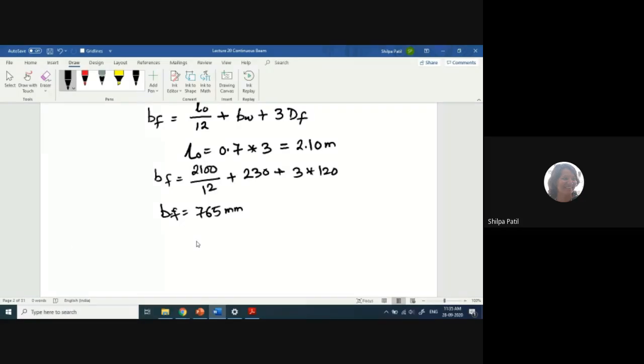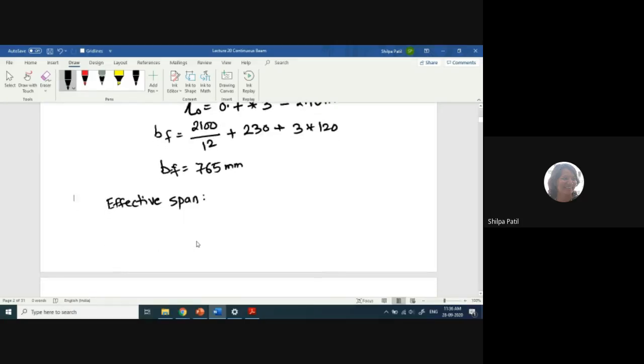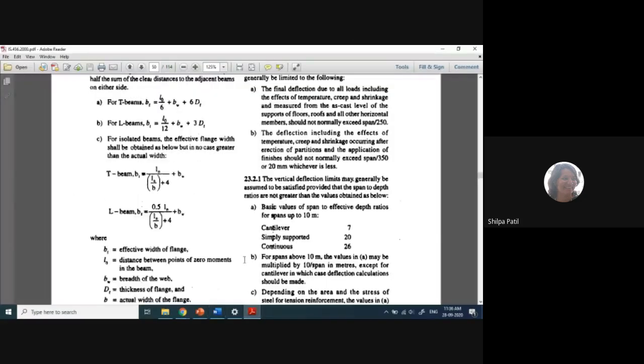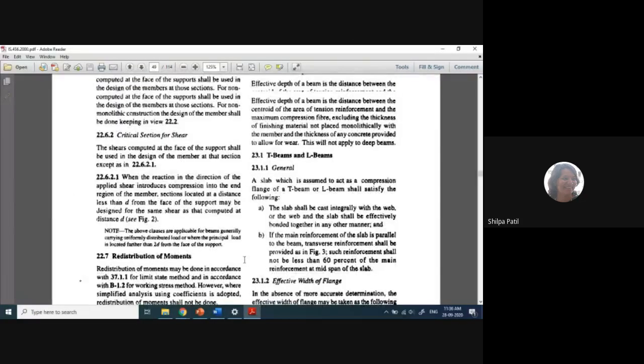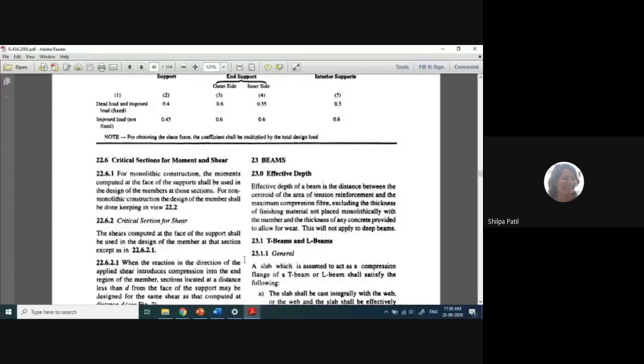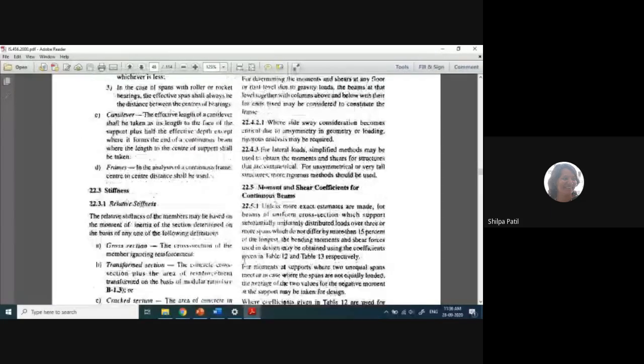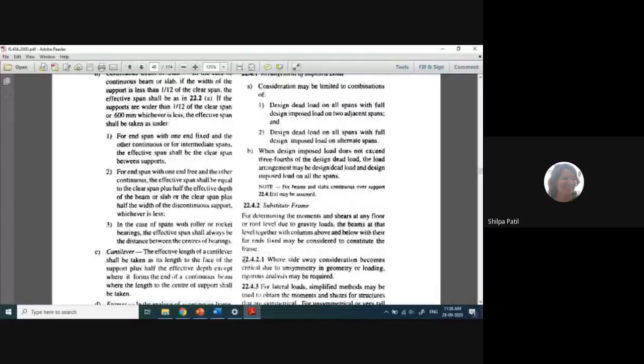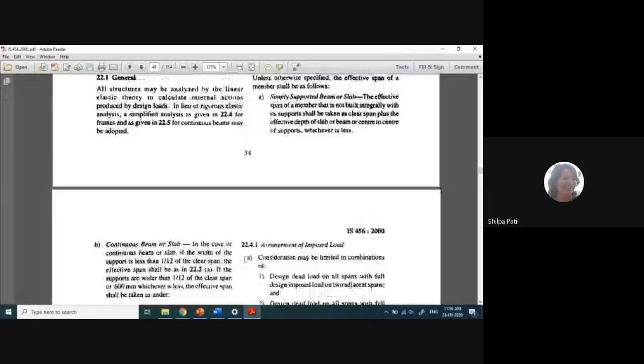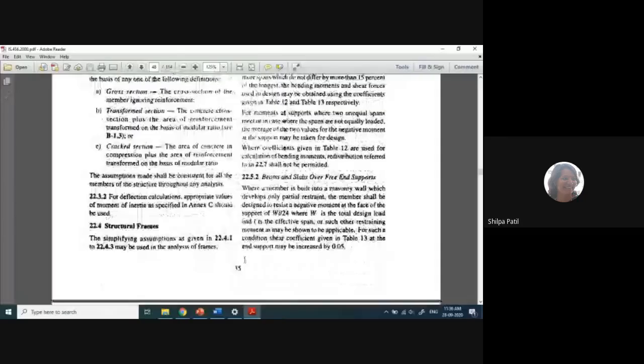Now we have to find out the effective span also. So I will just write down the effective span. For each span we have to calculate separately because the values are different. Okay, so I will go back again to the code and we'll see the clause for finding the effective span. Quickly tell me what is the page number. Yes, page number 35.